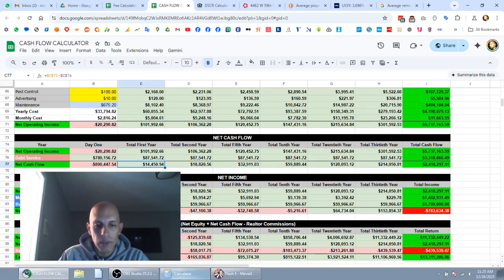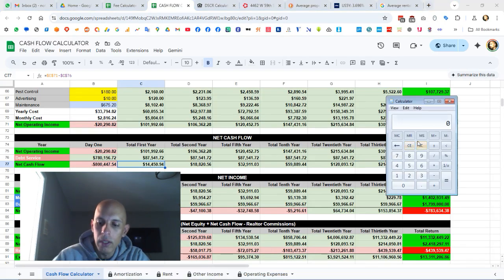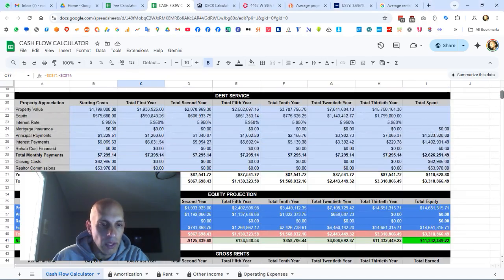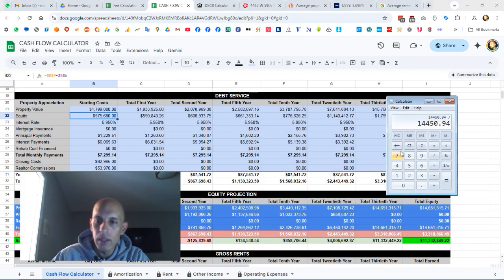But let's see what it is like on the first year. So we go 14,450 divided by the 575 that you initially put in, which is 575,680, and then you multiply that by 100. So that's a 2.5% return on your initial cash.